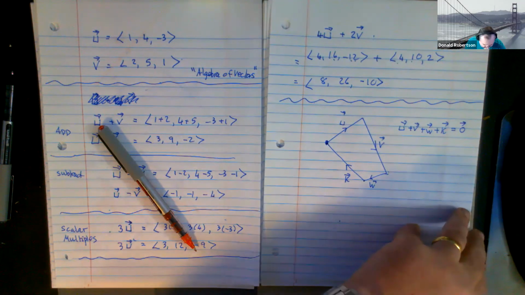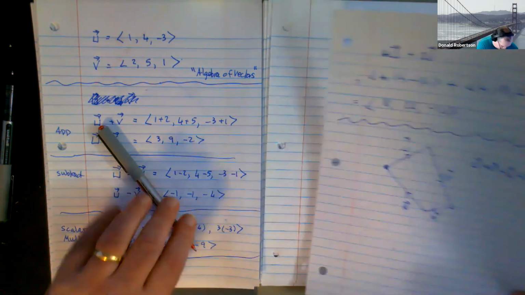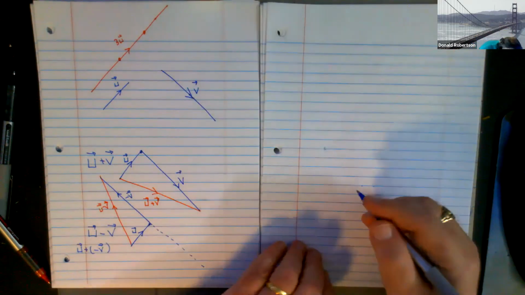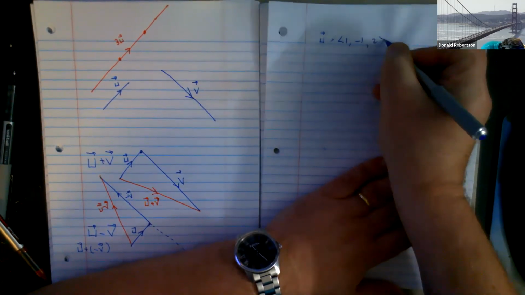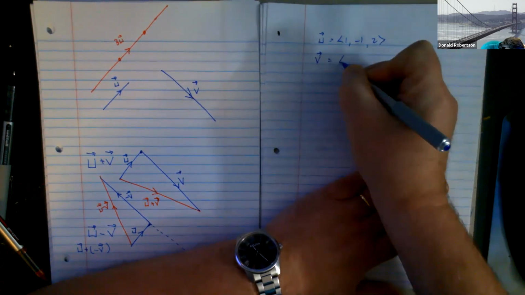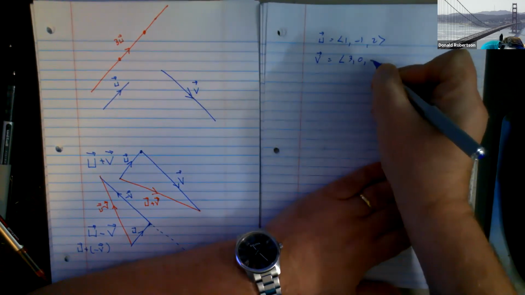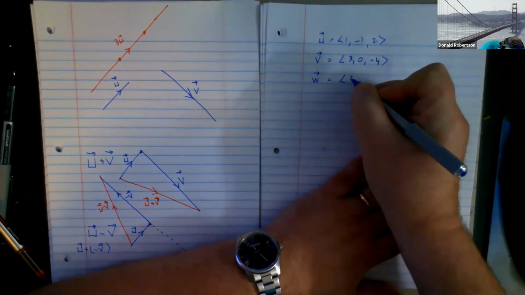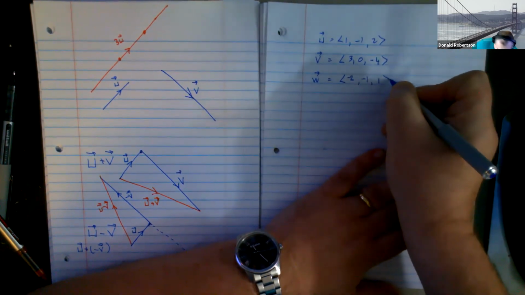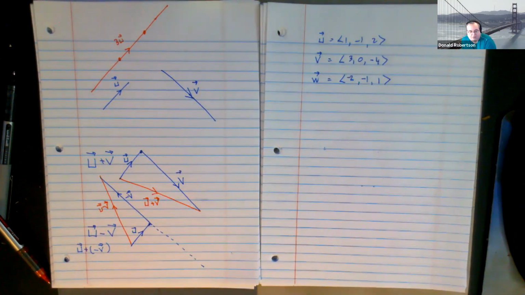Right. So now let's return to another u and v. I've done those, enough of these. Let's do u as 1, -1, 2. v is going to be 3, 0, -4. And w is going to be -2, -1, 1. Right, so they're the three vectors I'm going to deal with. We have already done add, subtract, and linear scalar combinations, so I'm not going to do any of them. I am going to do this one, however.